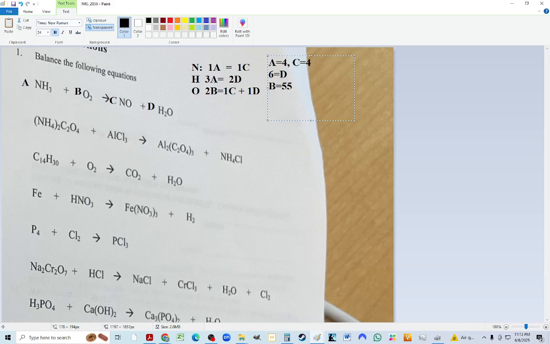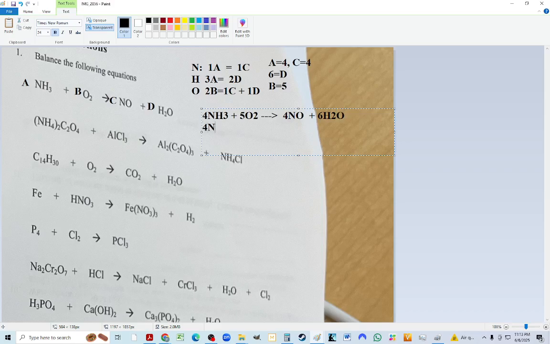Now, if any of those can be reduced, then I'll reduce them. In other words, if they could all be divided by 2, then I'll divide them by 2. But it looks like A is 4, B is 5, C is 4, and D is 6. So I go back to the numbers I put in front of them, and I go 4NH3 plus 5O2 is going to react and create 4NO and 6H2O.